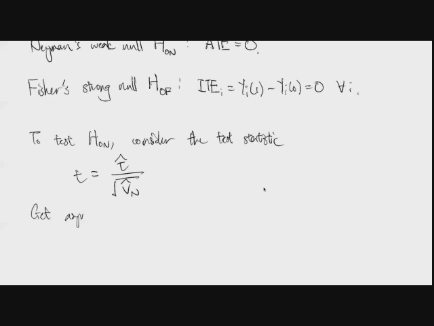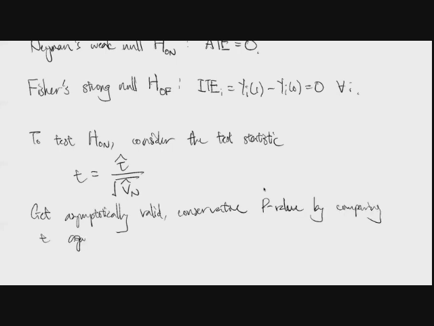Okay, so we get some asymptotically valid, conservative, because the variance is an overestimate, p-value by comparing T against the standard normal. Okay, so I'm just going to write N(0, 1). Okay, so what do I mean by comparing T against N(0, 1)? So this all depends on whether you want to do a one-sided test or a two-sided test. Okay, so if it's a one-sided test, then you want to just compare it against one of the tails of the Gaussian, and if not, you want to compare it against both tails.